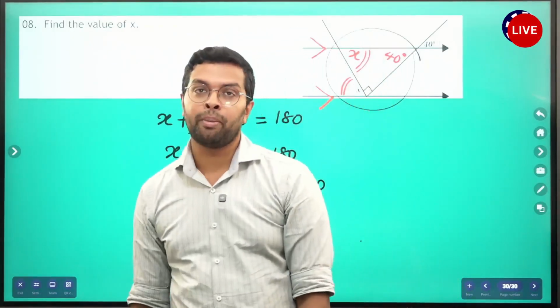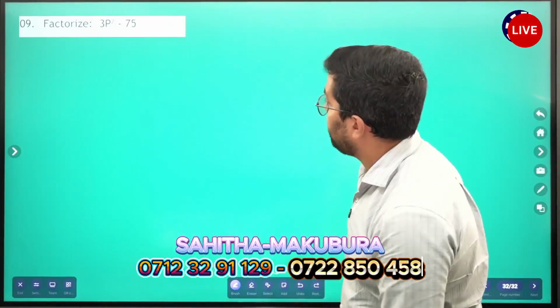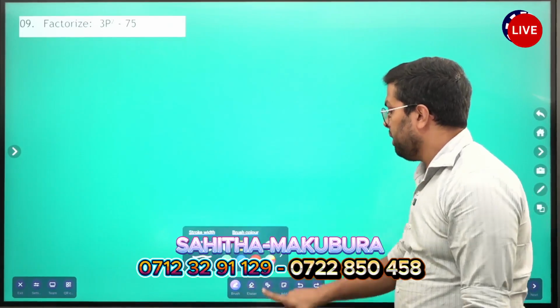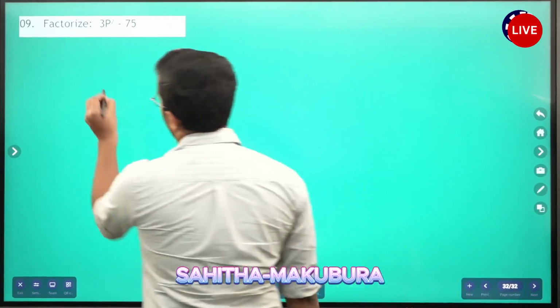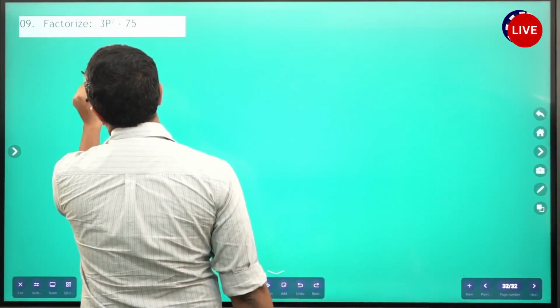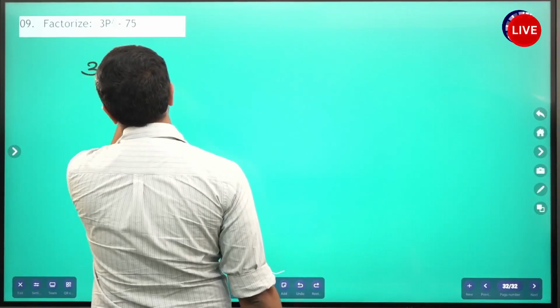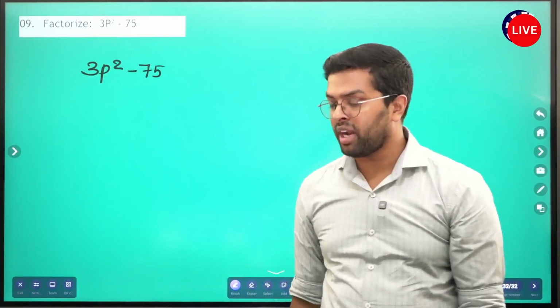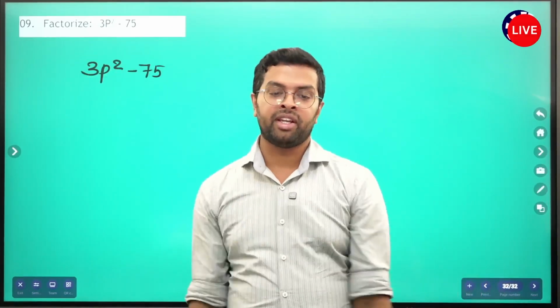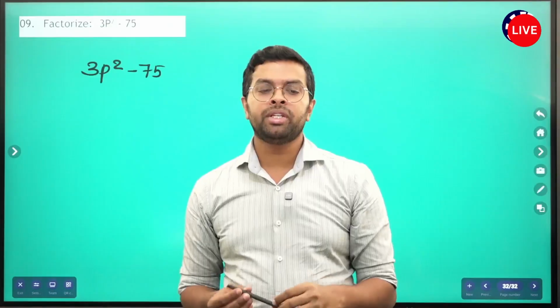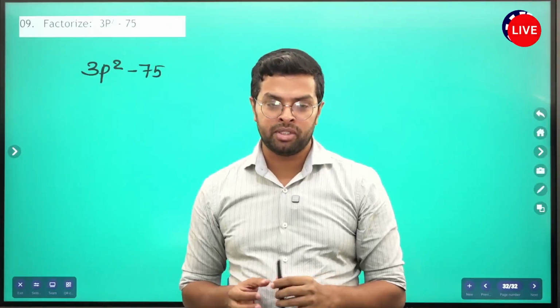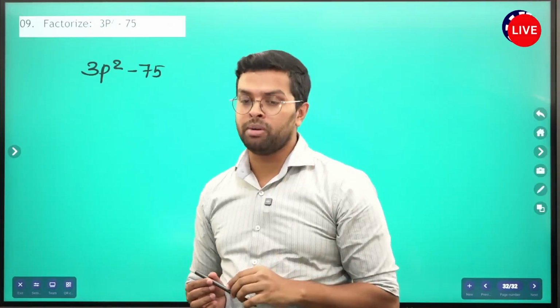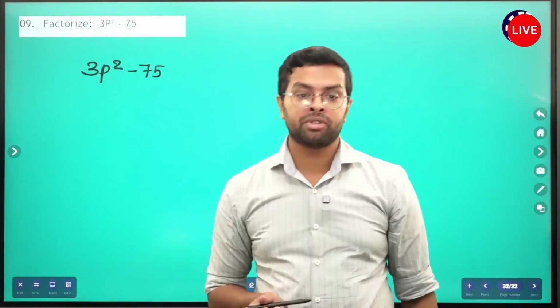Moving on to question number 9. Given an algebraic expression 3p squared minus 75, asking us to factorize. Can we factorize it? Let's give a try. How many terms are there in this algebraic expression? Yes, we have 2 terms. Do we have common factors for these 2 terms?